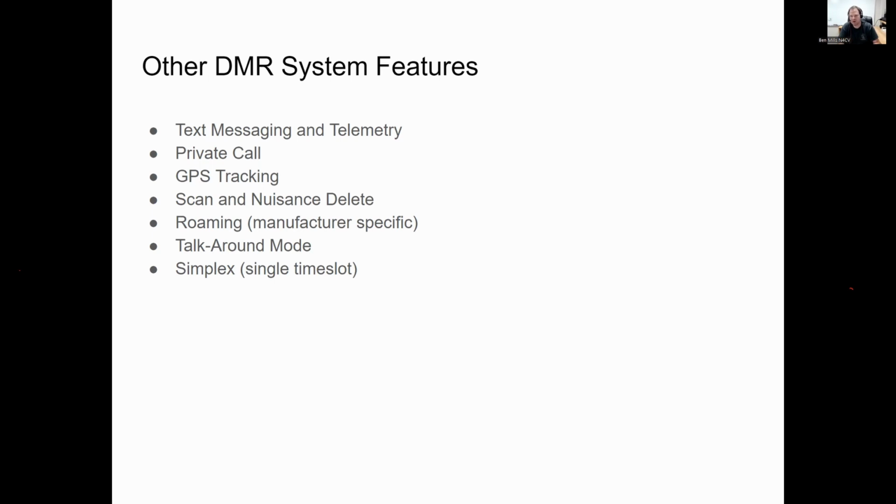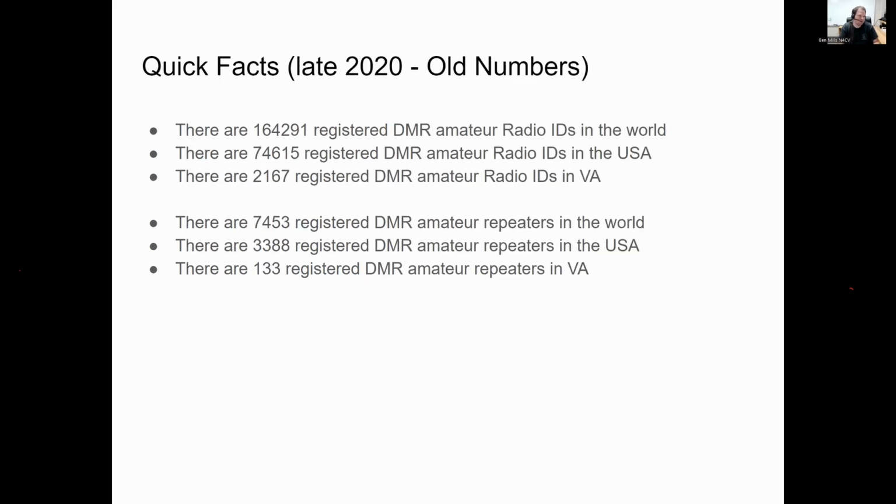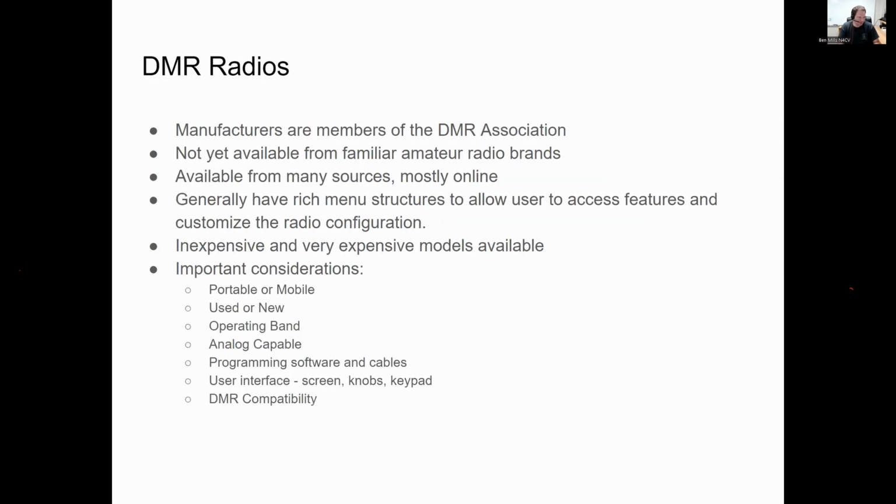Like if we're going to Dayton, we can talk on simplex and DMR, and when we get there, choose a frequency and operate on. So here's some very old numbers that I didn't get a chance to update. It's because it continues to grow. We had 2 years ago 2,100 DMR users registered in Virginia. Repeaters, there are 133 registered in Virginia. These aren't the hotspots.